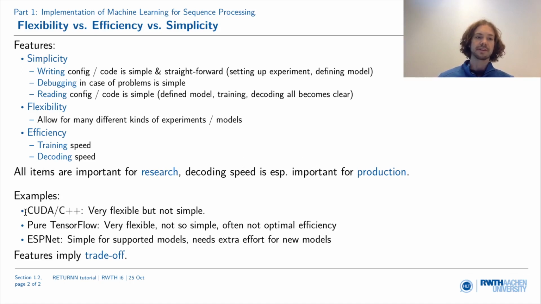To clarify these concepts a bit, CUDA or C++ are very flexible because you can basically write anything, but not so simple. Pure TensorFlow is a bit higher on the hierarchy. It's still very flexible, maybe not so simple, but simpler than C++ or CUDA directly. But still it sometimes can get tricky to define something for optimal efficiency. ESPnet, for example, is now very simple to use for what it supports, but when you want to have some model which is not supported, then this again needs some extra effort. So what I want to say is all these features are trade-offs of each other, and in Return we have a couple of new ideas to get the best trade-off.